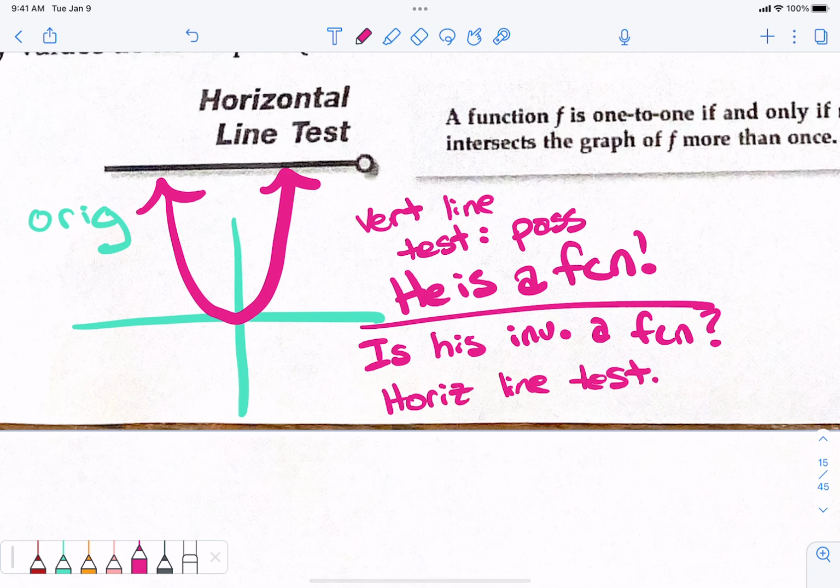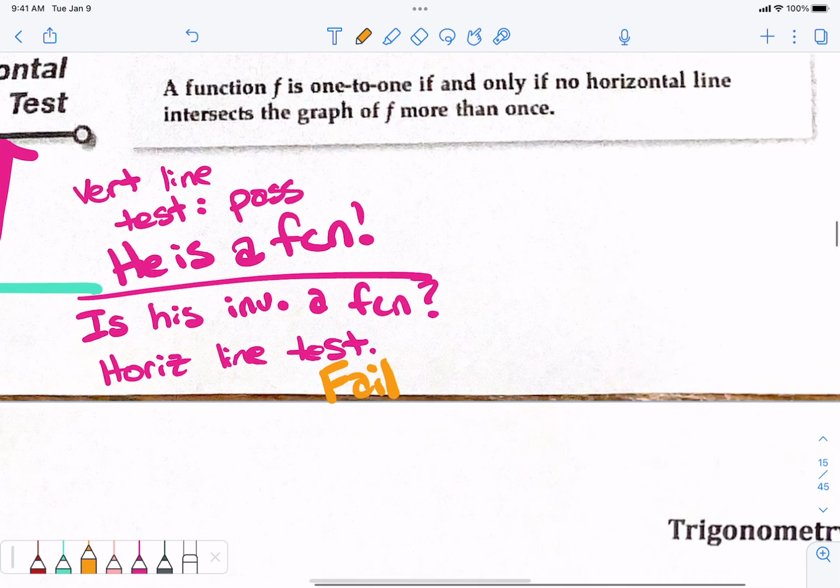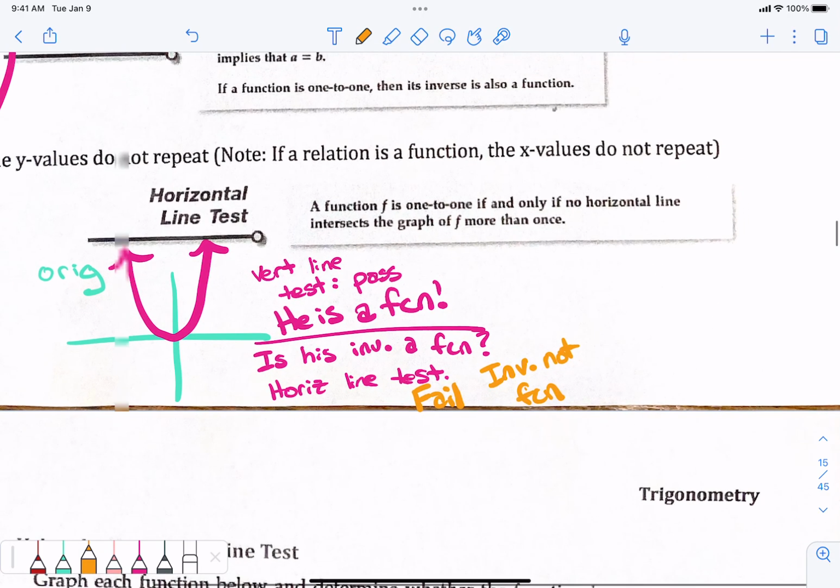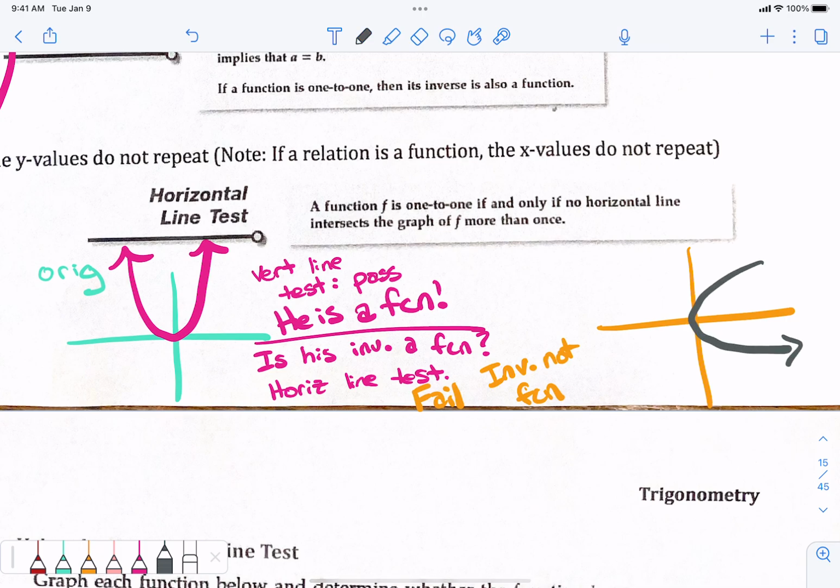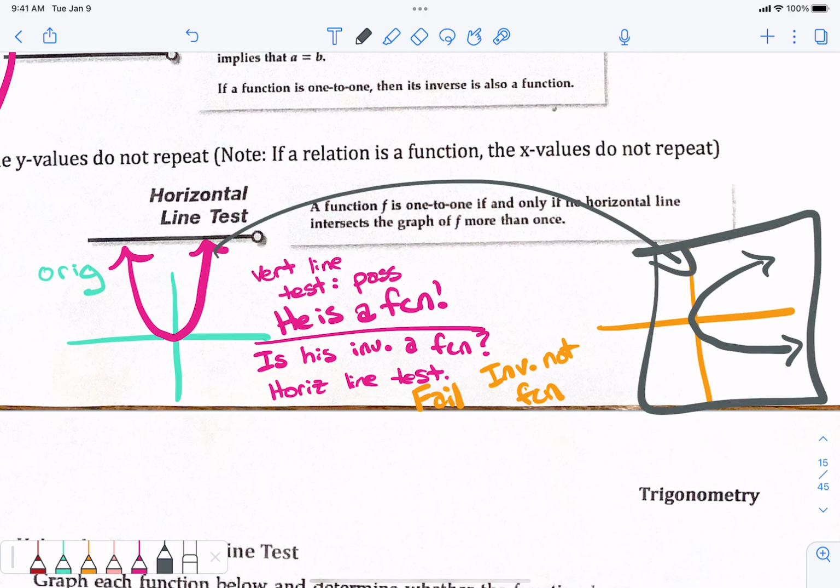Okay, the horizontal line test. Does he pass the horizontal line test? No, he's a fail. So that means his inverse is not a function. What is the inverse of that parabola look like on a graph? On its side. This is the inverse. Is this thing a function? No, that thing is not a function, because if I do the vertical line test to this guy, it tells me he's not a function.